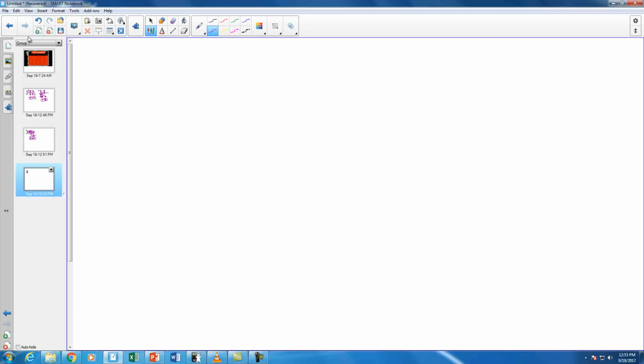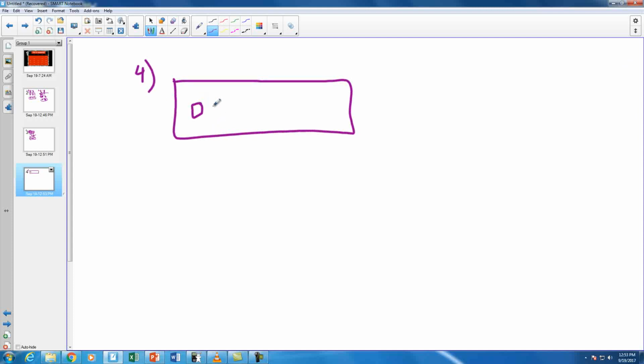It says you want to hang 6 posters on a 12-foot wall. So I'm going to stop right there, and I'm going to draw a picture. This is question number 4. 6 posters. 1, 2, 3, 4, 5, 6 posters. This is a 12-foot wall.